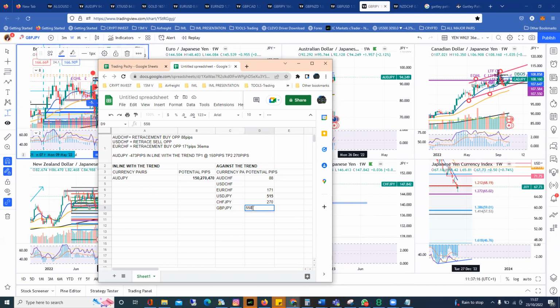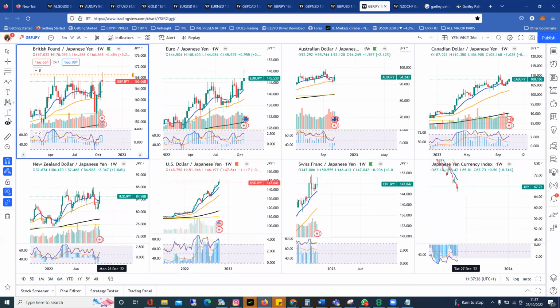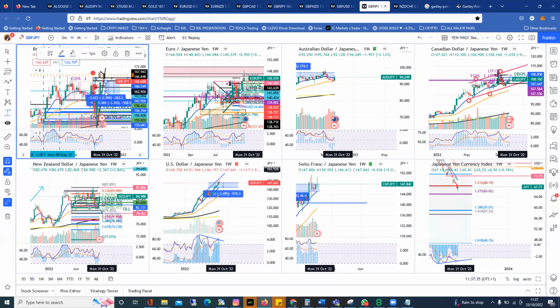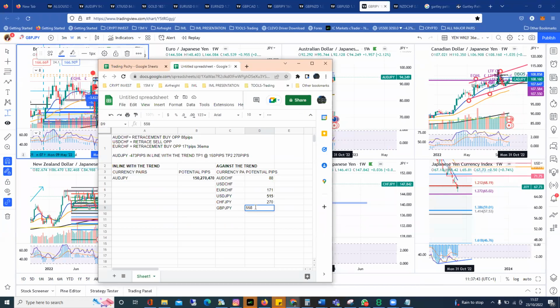558 pips. Or it might be less than that if I send it to the 12 EMA, let's say for example, about 360 pips. Okay, so 360 pips first, 360 pips.